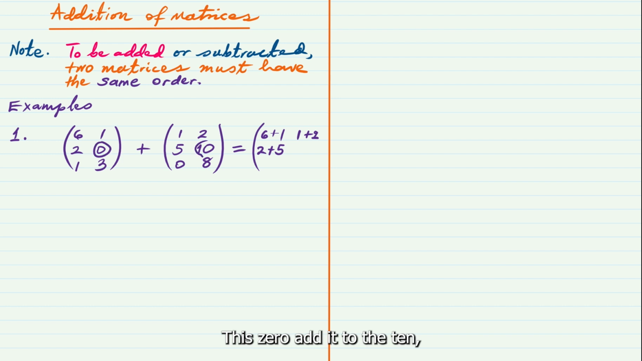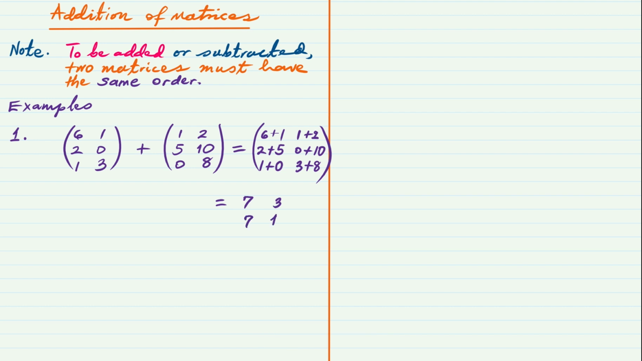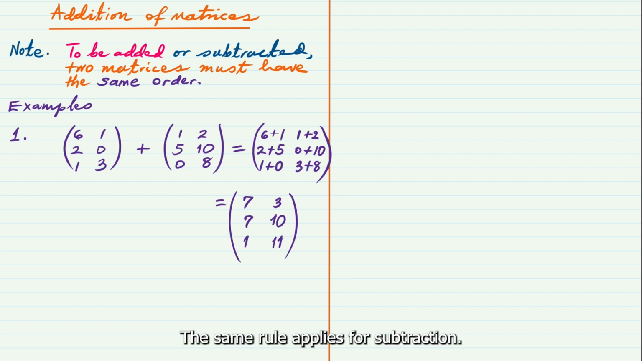This 0, add it to the 10. You have 0 plus 10. Add this 1 to this 0. 1 plus 0. Add this 3 to 8. 3 plus 8. And if we simplify, we get 7, 3, 7, 10, and 1, 11. The same rule applies for subtraction.